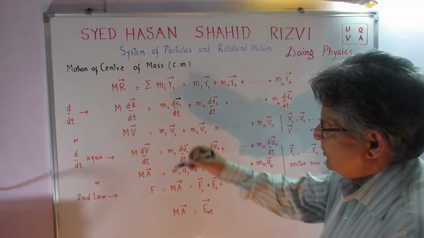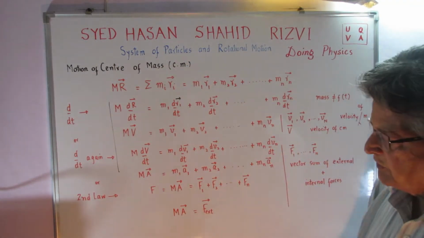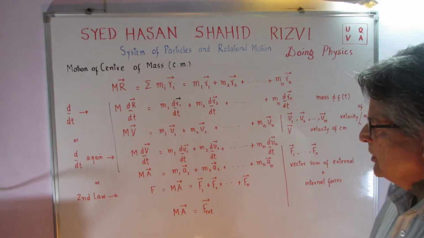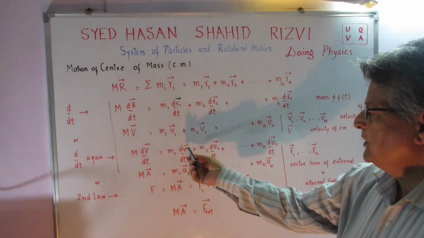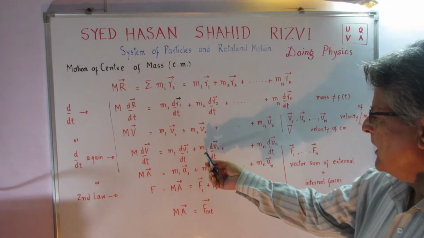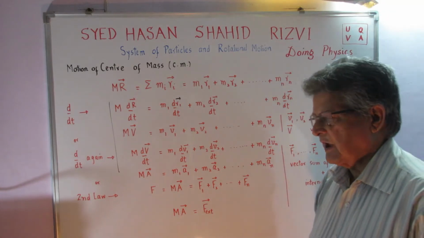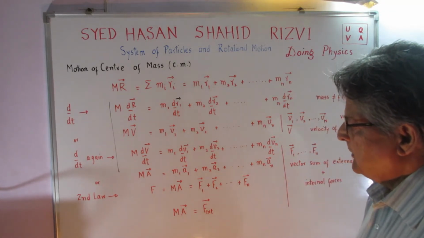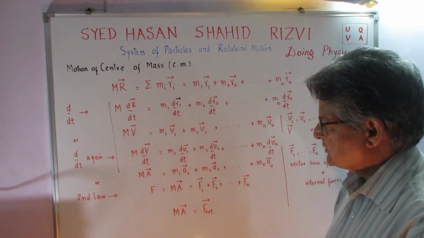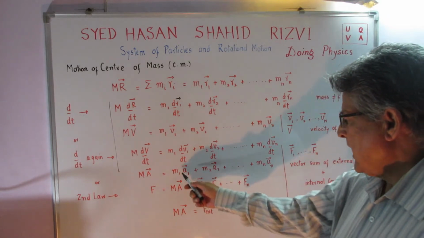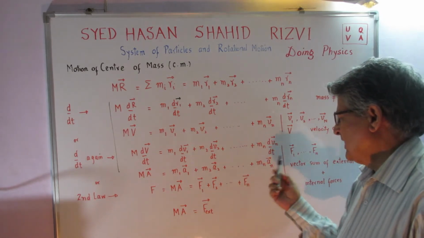Now, if I differentiate again with respect to time, what I get here, like before, is M dV/dt, m1 dv1/dt, m2 dv2/dt, etcetera. From the definition in kinematics, acceleration is defined as the rate of change of velocity, the instantaneous acceleration associated with the system. Similarly, I can write this equation M A equals m1 a1 plus m2 a2 plus and so on.